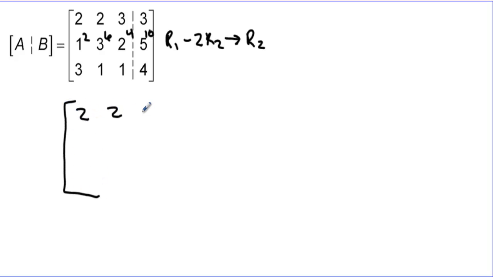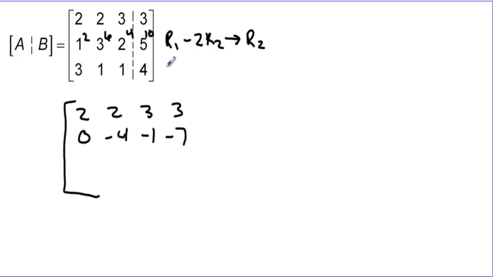We have 2, 2, 3, and 3. 2 minus 2 is 0. 2 minus 6 is negative 4. 3 minus 4 is negative 1. And 3 minus 10 is negative 7.